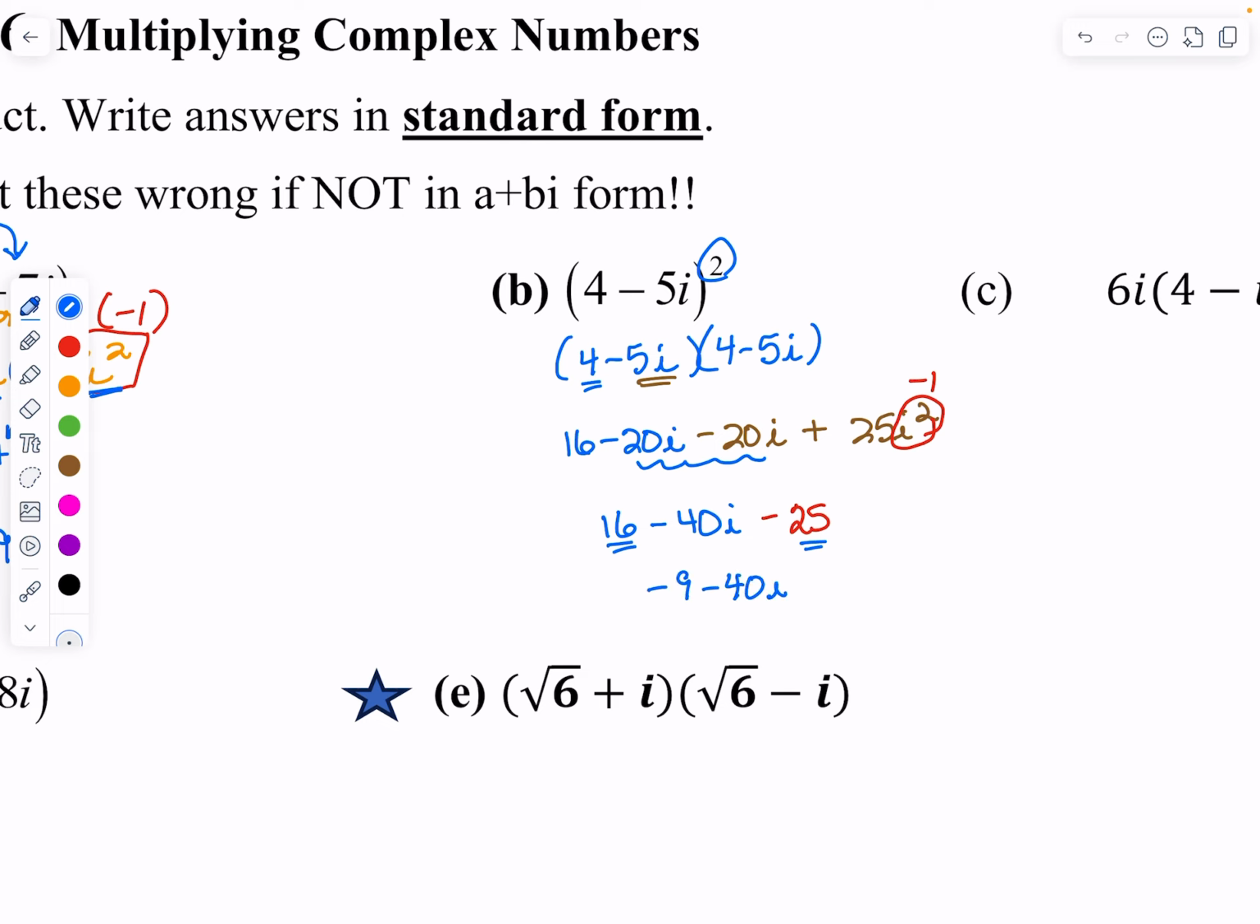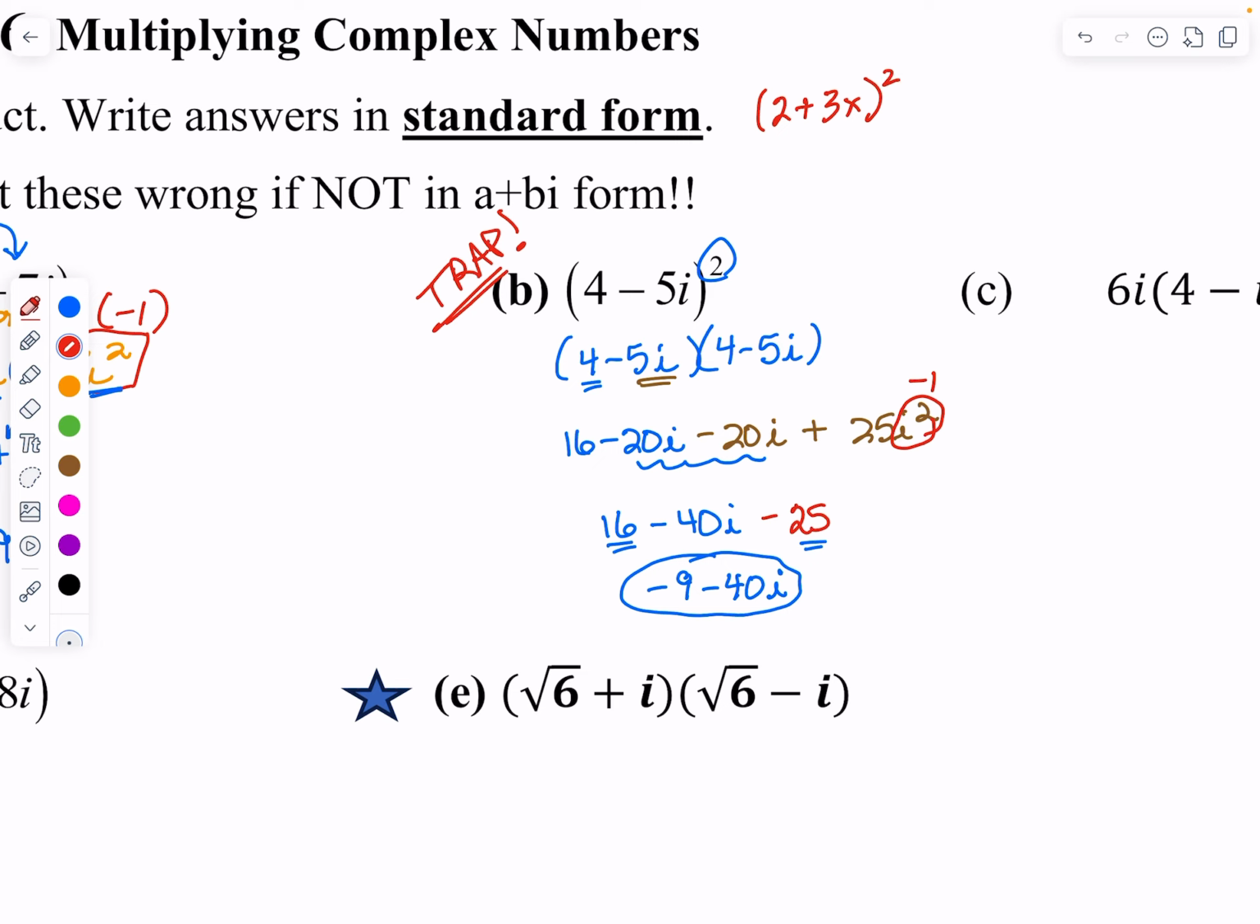Minus 40i. And that's my final answer. Let me tell you one thing though. I'm going to show you the trap. And this is the same trap that you would have had if it had been with an X. Okay, it's the same exact trap.